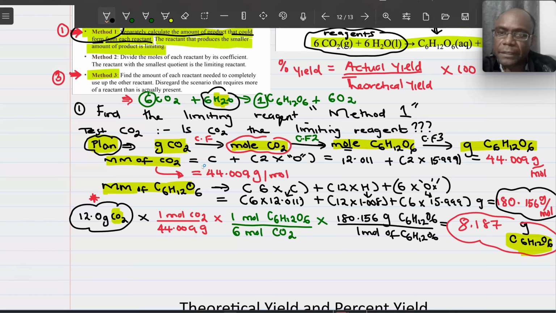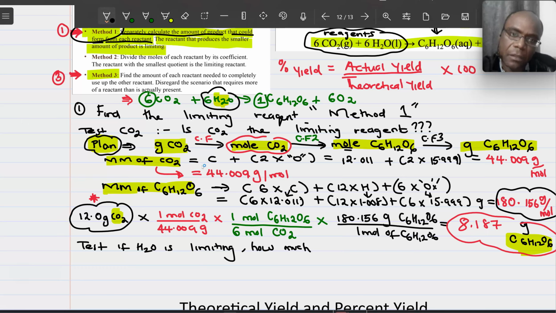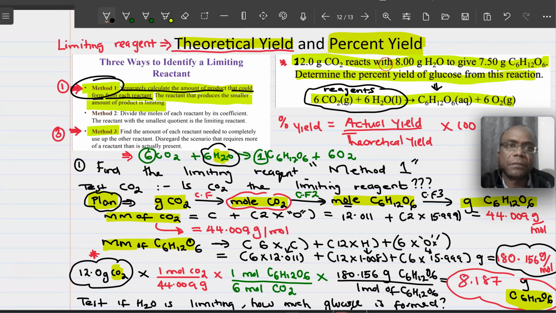So we are going to go to test 2. Test if water is limiting. How much glucose is formed? So we do the same thing. Our plan is similar. If you read the question, it says 12 grams of CO2 reacts with 8 grams of water to give you 7.5 grams of glucose. Actually, this 7.5 grams is your actual yield. It's what was actually made.